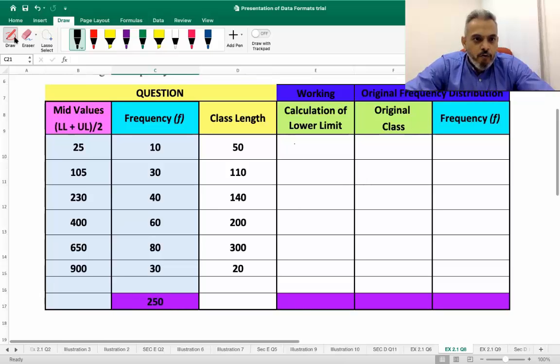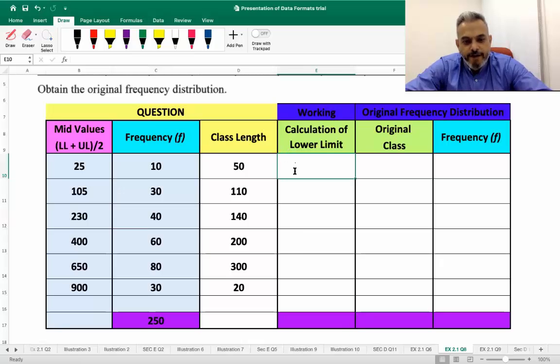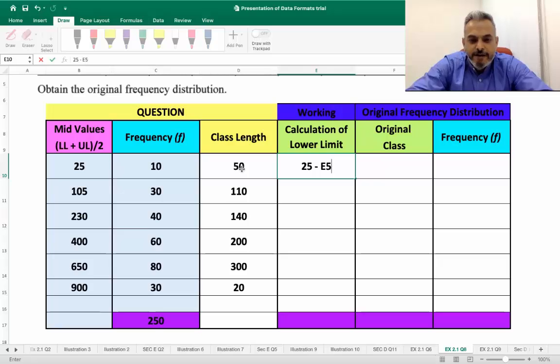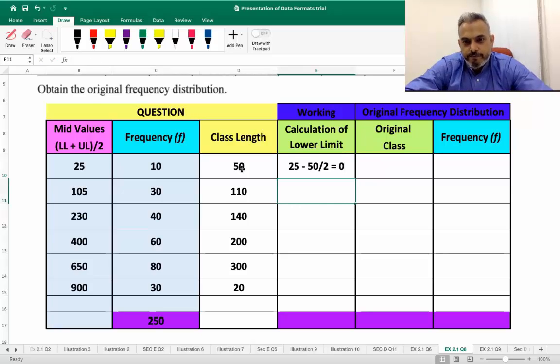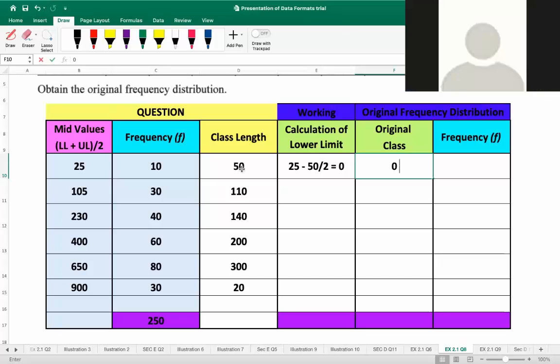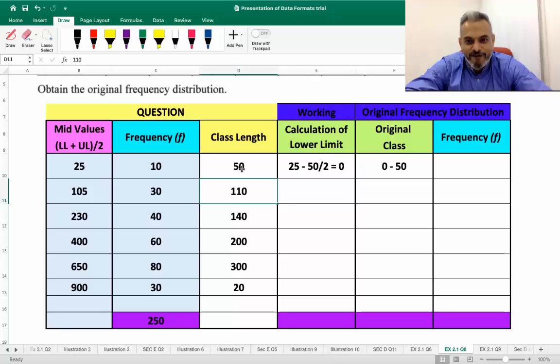Now over here, lower limit is equal to mid value. So mid value is 25, ये रहा 25, minus class length, already given, 50, divided by 2, which is 50 divided by 2, that is 25. So 25 minus 25 is 0. So what will be the first class? 0 to 50. Very good, my dear students, very good.